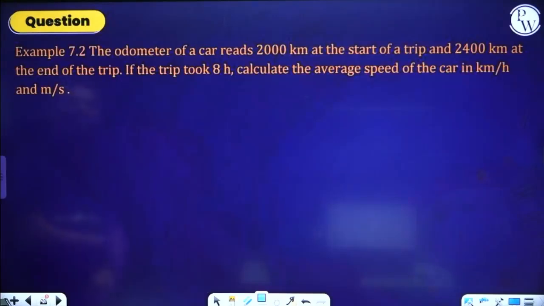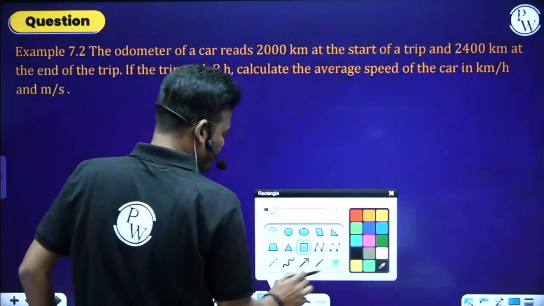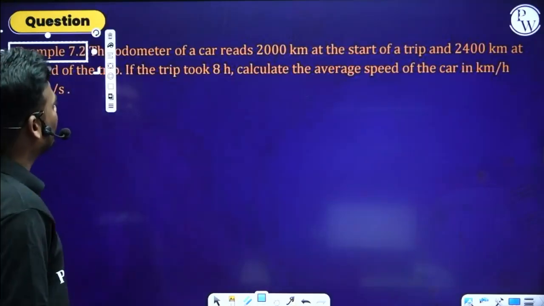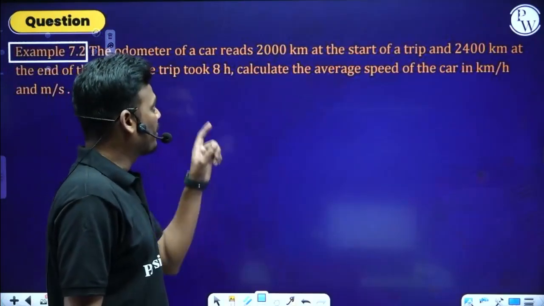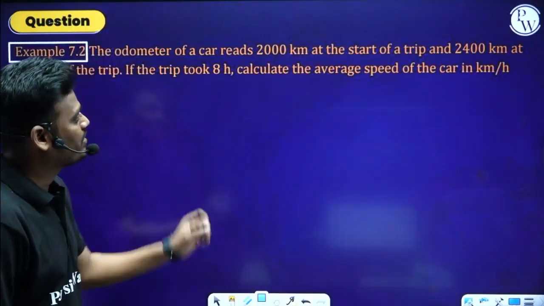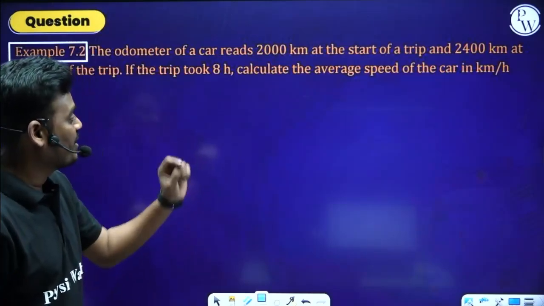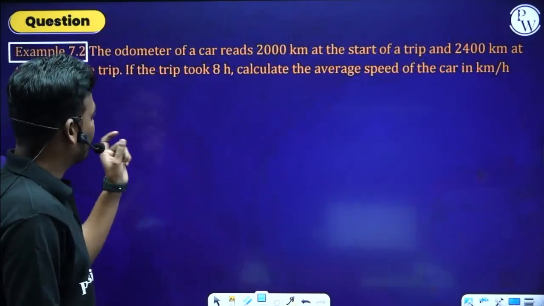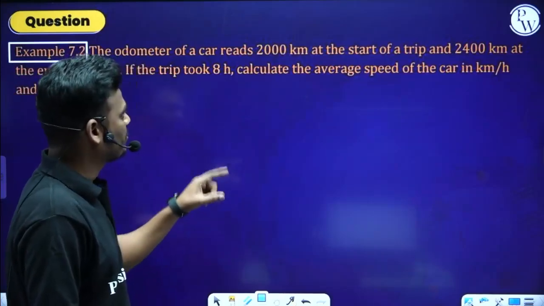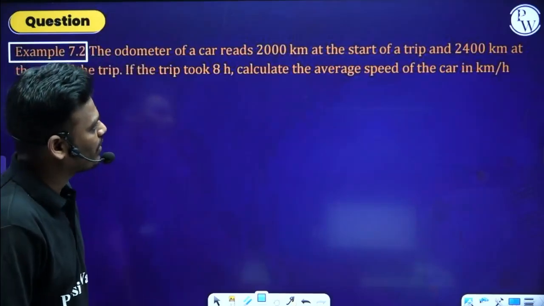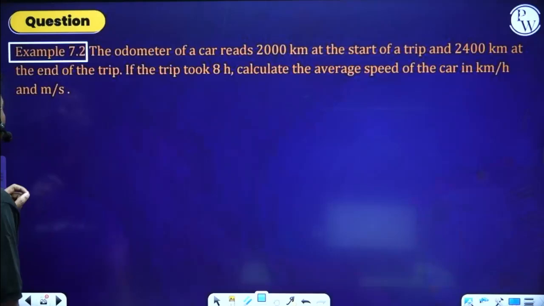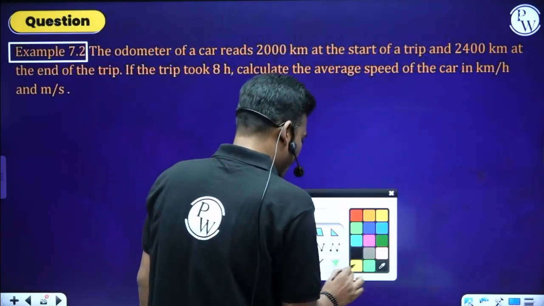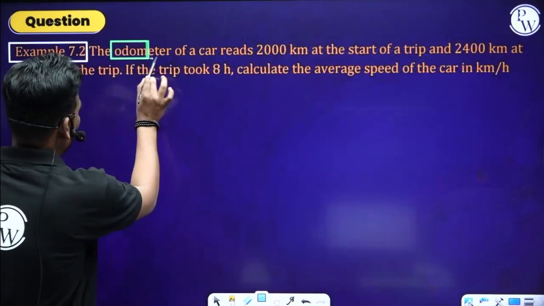That is the example, a numerical question. 7.2. The odometer of a car reads 2000 km at the start of a trip and 2400 km at the end of the trip. If the trip took 8 hours, calculate the average speed of the car in kilometer per hour and meter per second. Here you need to understand what an odometer is.